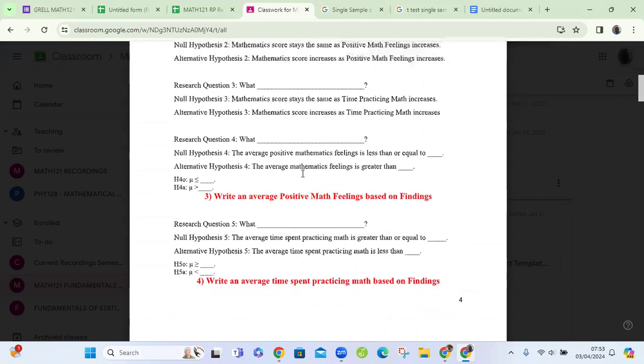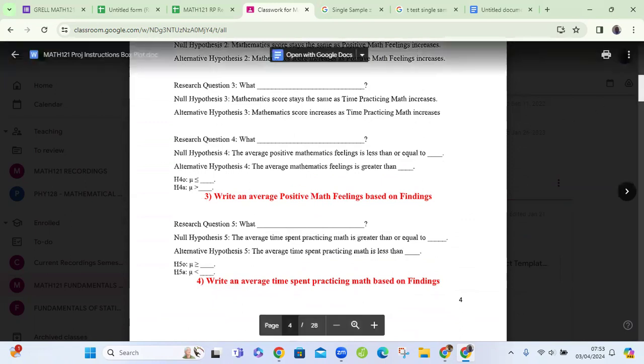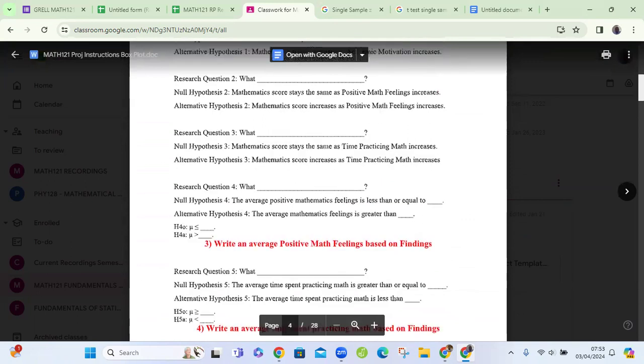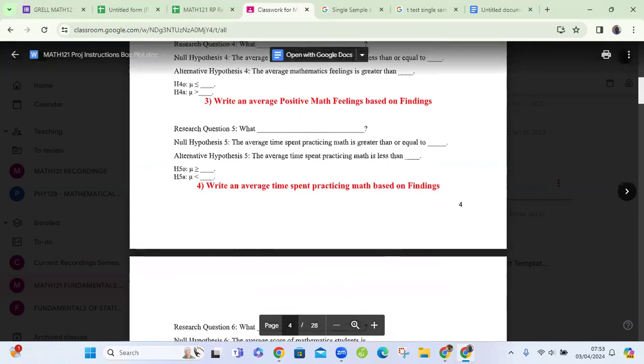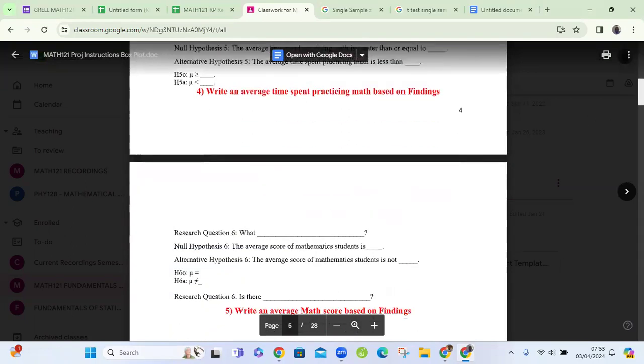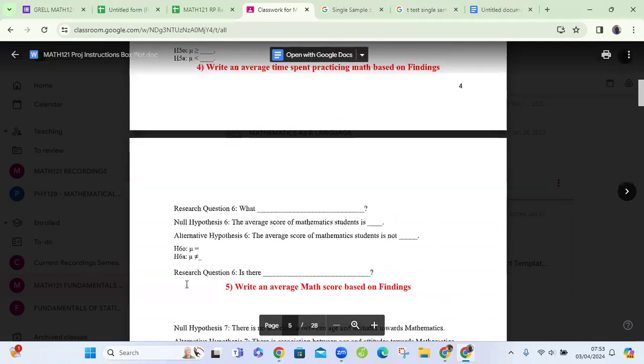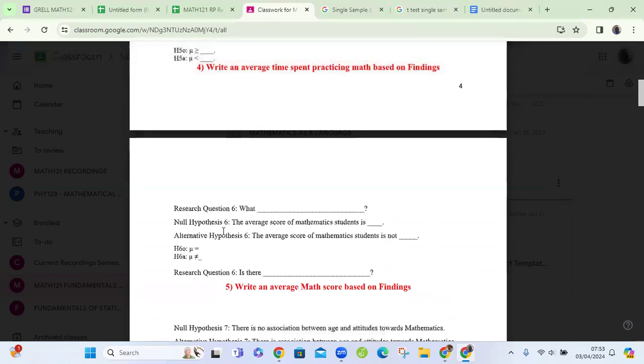positive maths feelings, and the alternative is saying greater than a certain value. Number 5 is asking about the average time spent practicing. The alternative is saying less than a certain value. And number 6 is asking about the score, and the alternative is saying not equal.